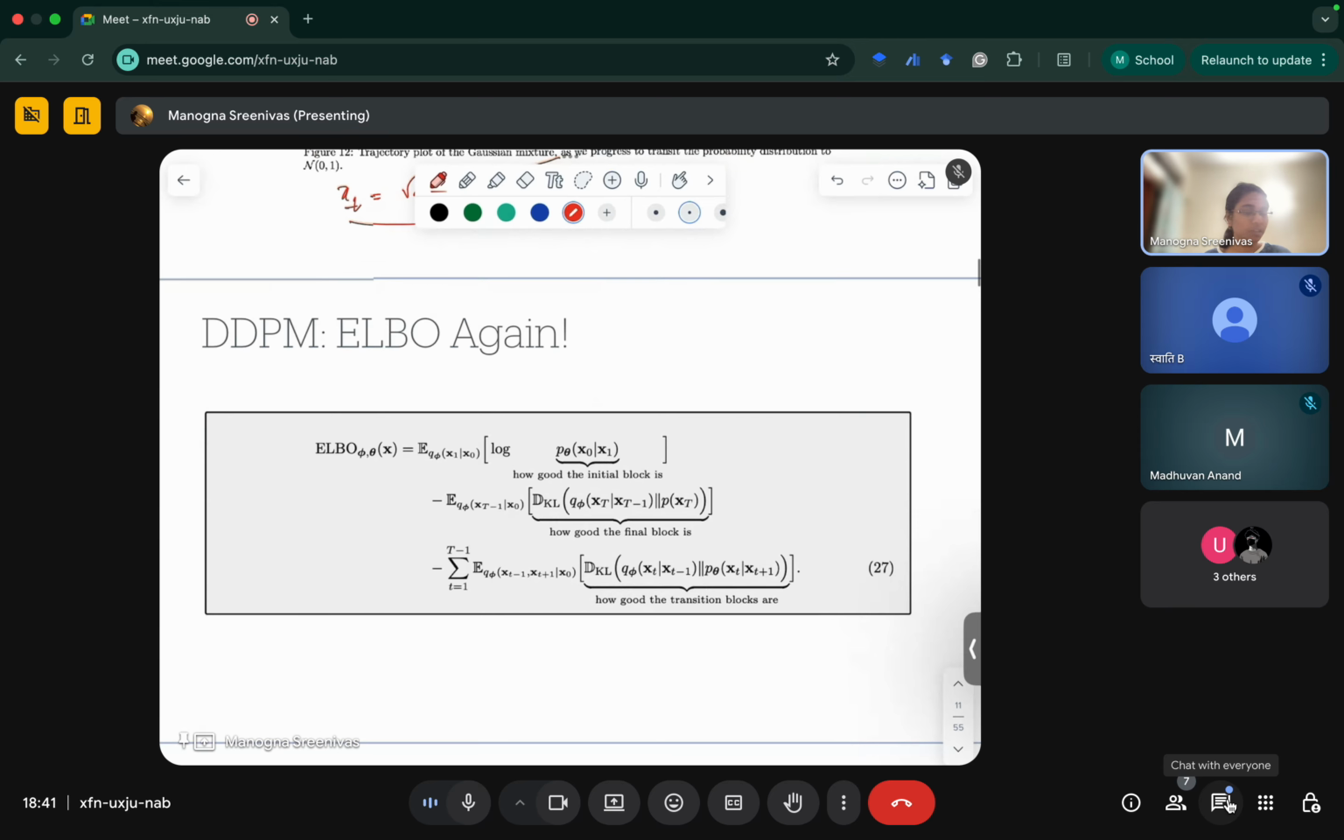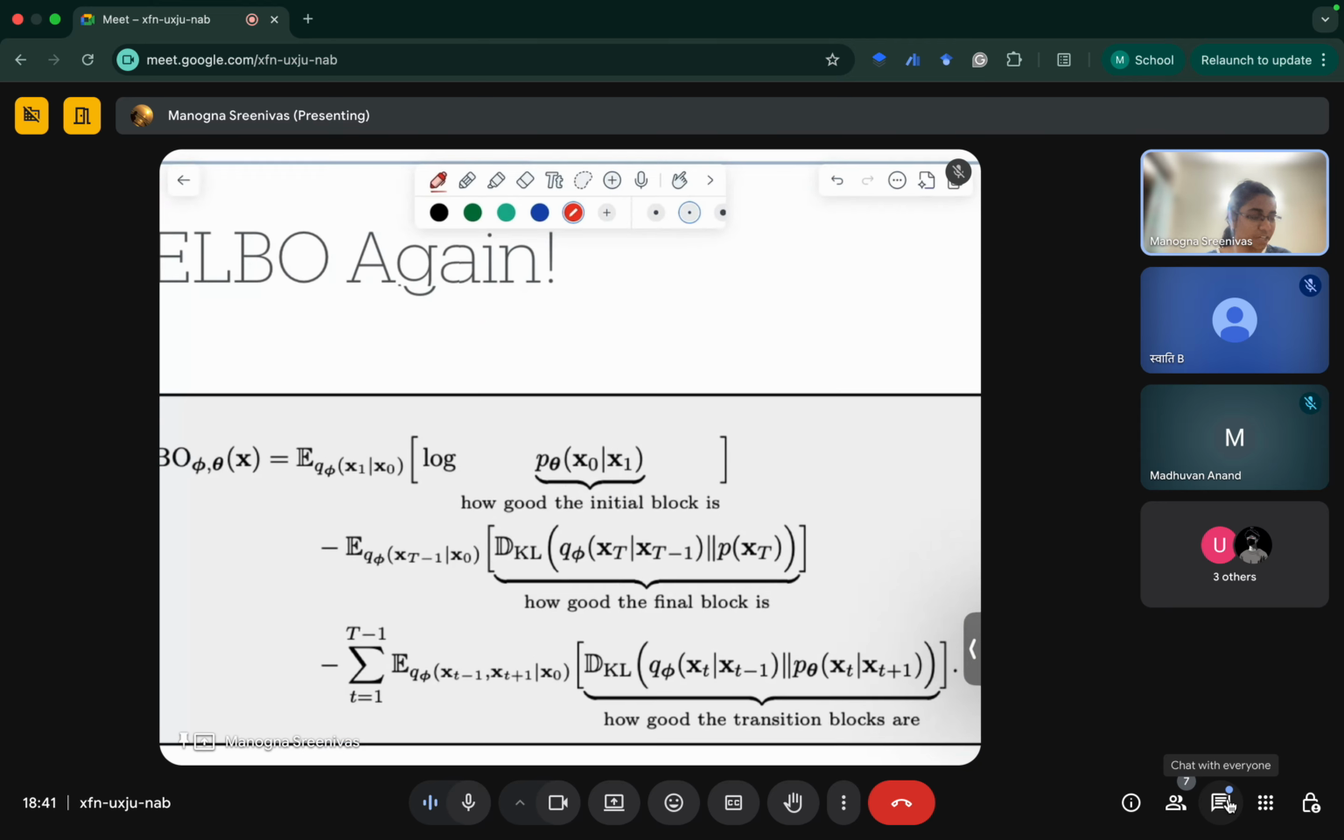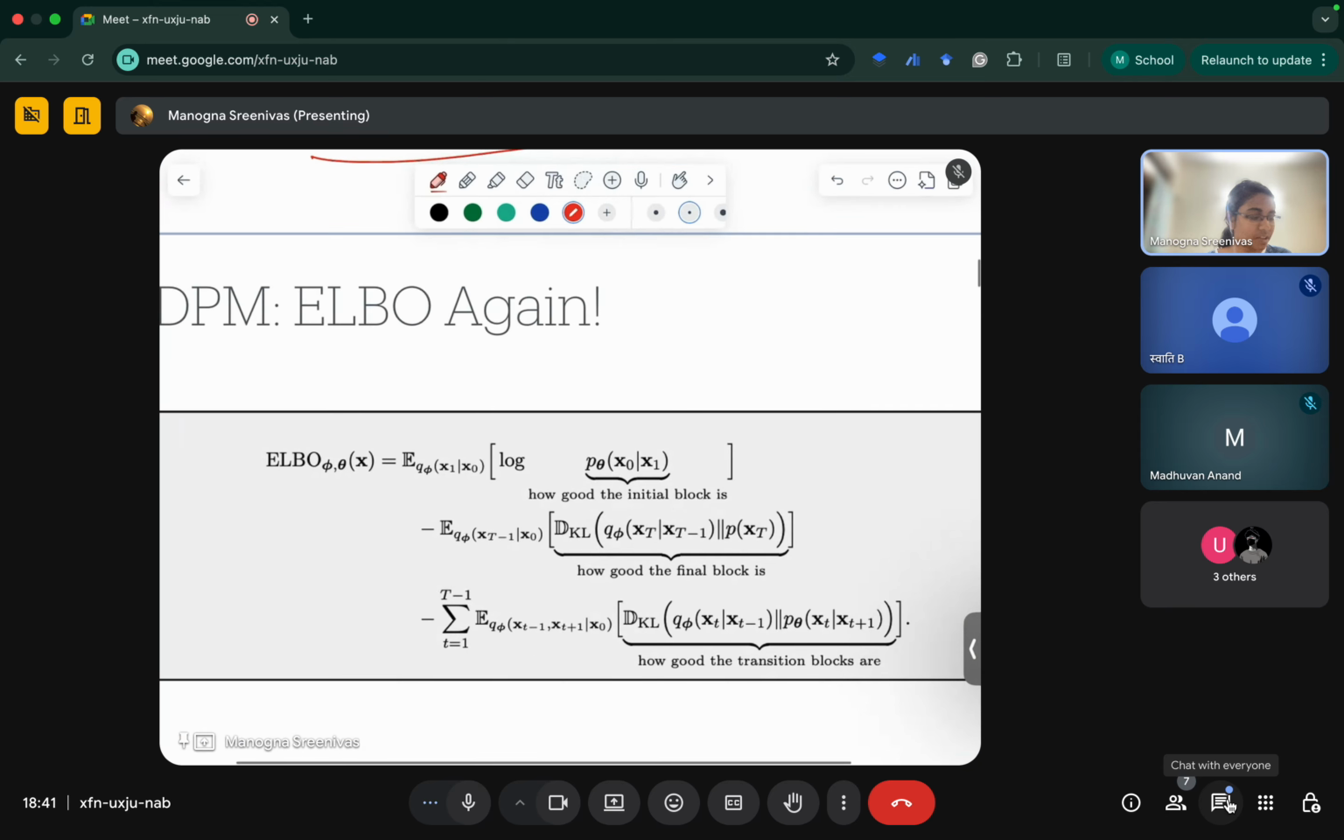So how is DDPM trained? It is again very similar to the VAE, because it is essentially a hierarchical VAE. The first block and the last block become sort of equivalent to how you train the VAE. But there we also have these extra transition blocks in between, so you have to account for that. The objective to train this DDPM has three terms.